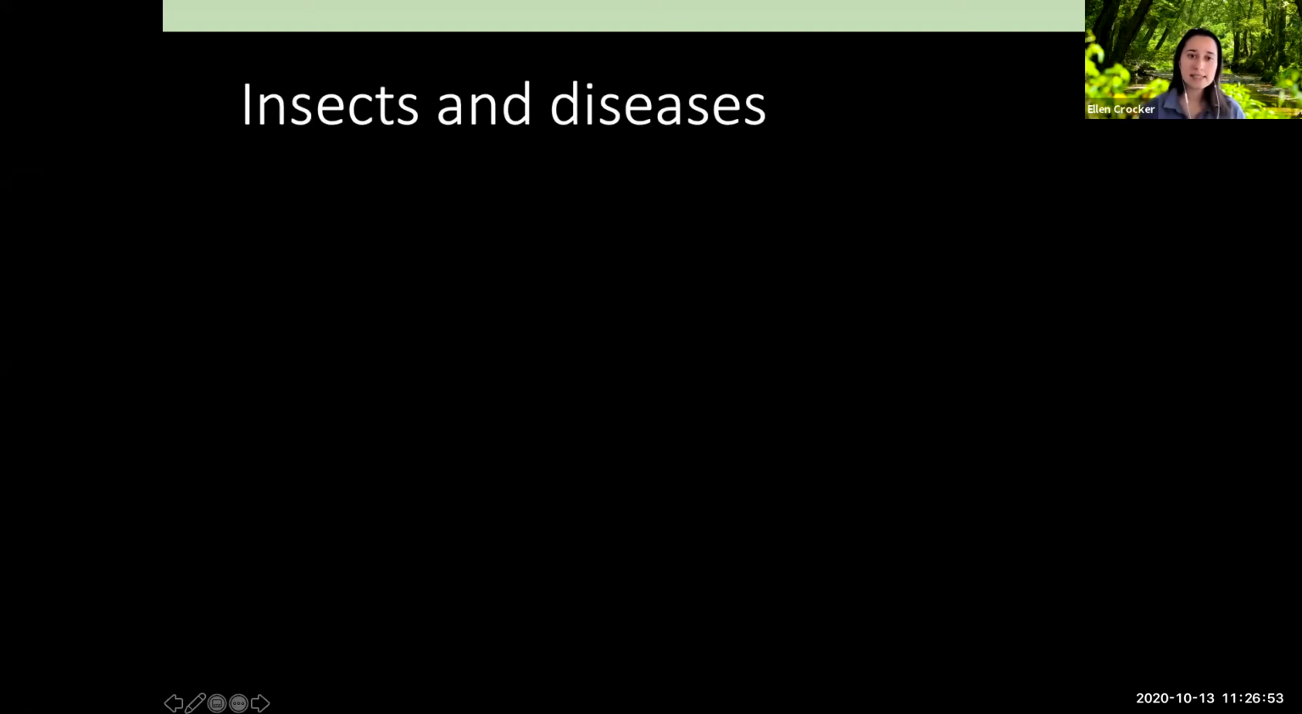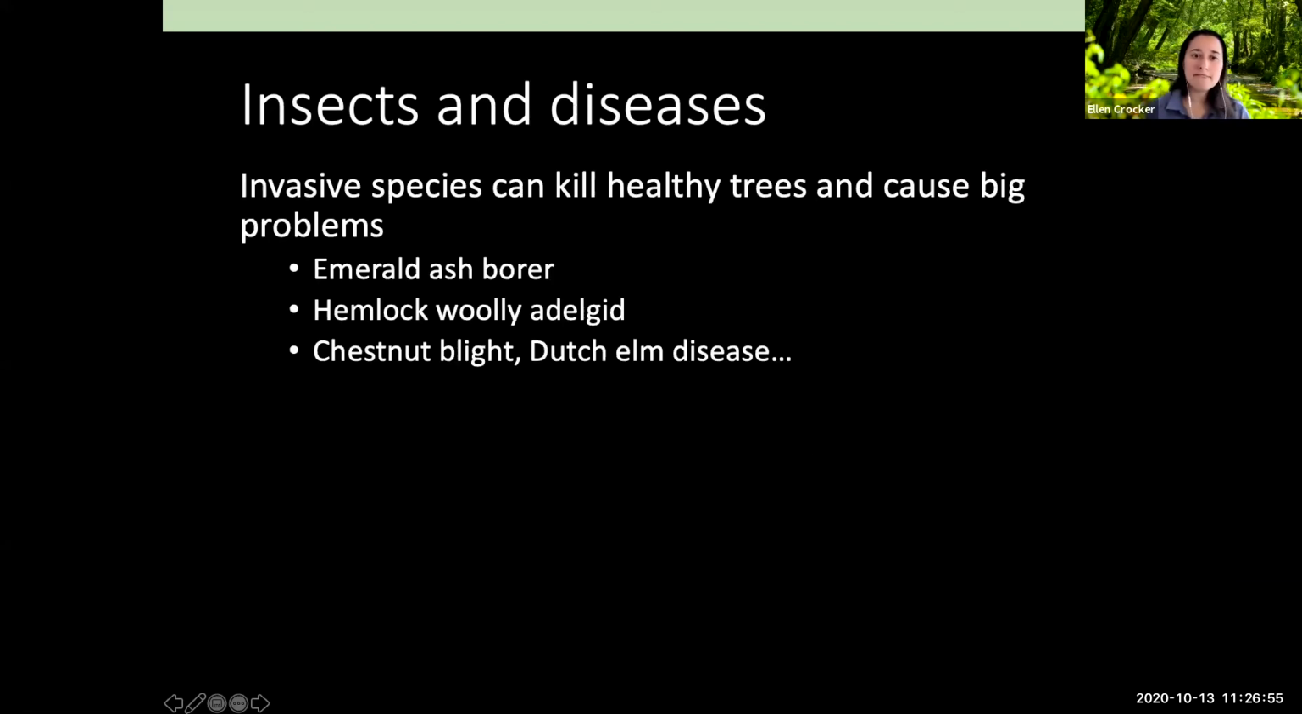So, insects and diseases. I want to emphasize that invasive species can kill healthy trees and cause big problems. So the emerald ash borer and hemlock woolly adelgid are the two species that right now are impacting our state the most, wiping out ash and hemlock. We recently have a new invasive species complex, laurel wilt disease, that's killing spicebush and sassafras. Historically, this has been huge.